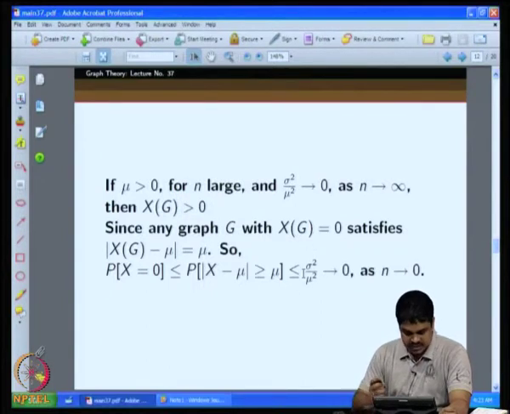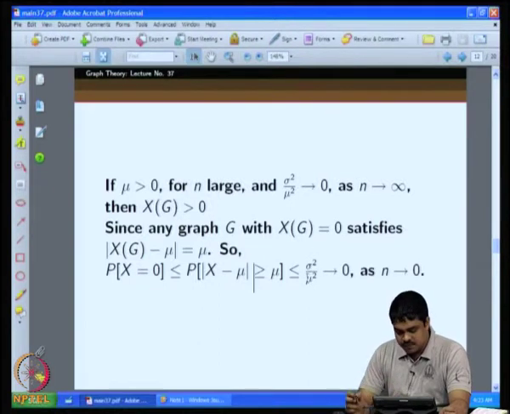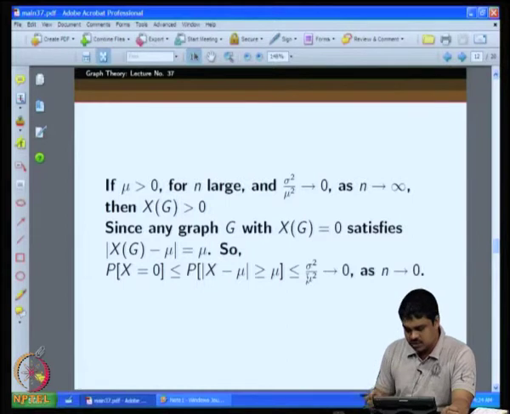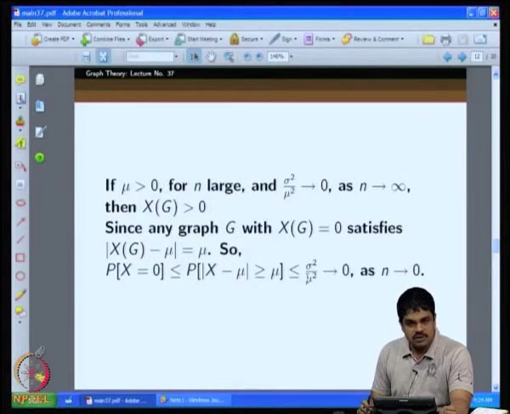For our case, where the random variables are greater than or equal to 0 anyway, we just have to verify whether sigma square by mu square will tend to 0 or not. So, this is the technique. This is the second moment method.